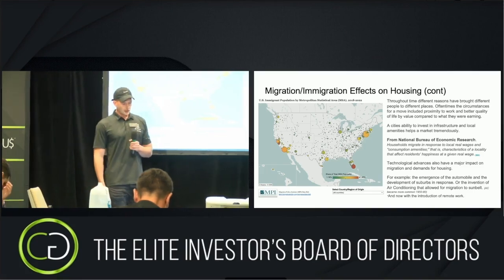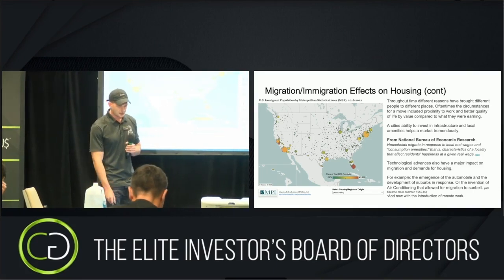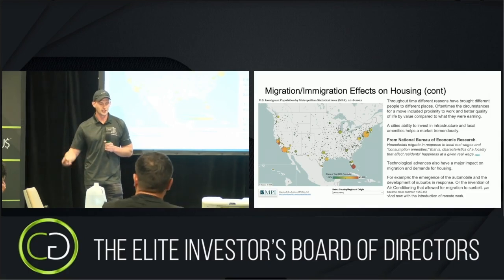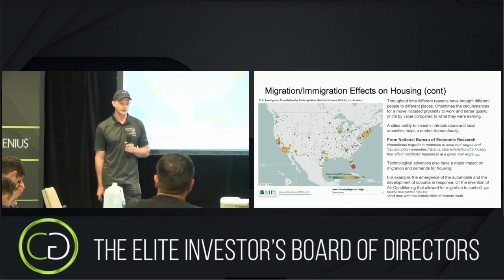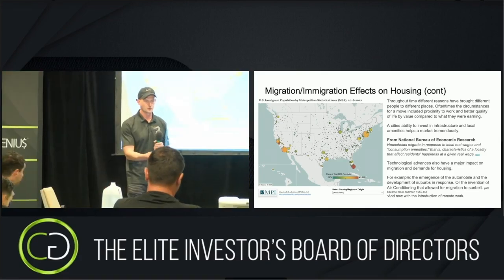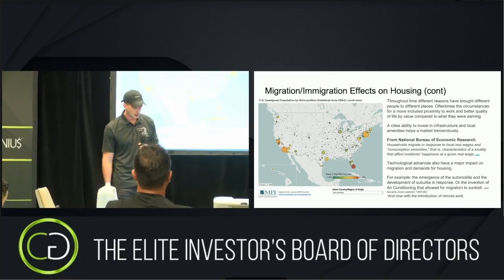This is from the National Bureau of Economic Research. Households migrate in response to local real wages and consumption amenities, that is, characteristics of a locality that affect residents' happiness at a given real wage. So that's what I said, just more technical.